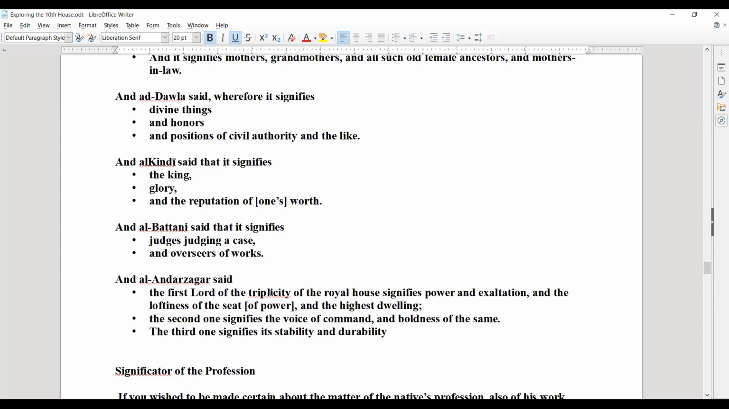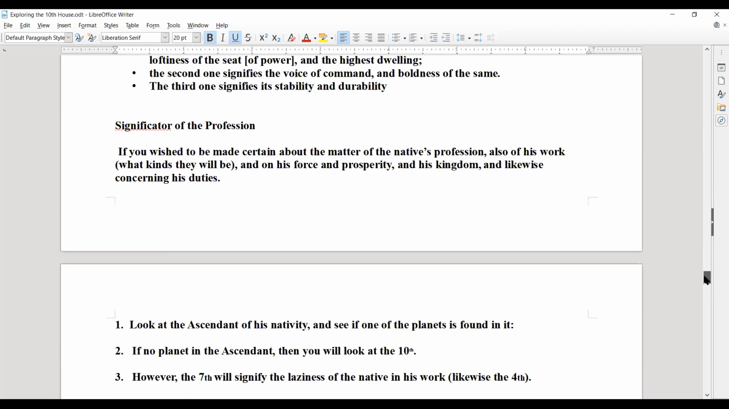I just thought I would put this in because here's an example of the use of the triplicity rulers. So the first lord of the triplicity of the royal house signifies power and exaltation, and the loftiness of the seat of power and the highest dwelling. So this is about how high I get, how high I attain, how high the ladder goes for me in my public life and or professional life. The second one signifies the voice of command. So that represents how much authority I have over others. And then the third one is stability or durability. Of course, we want to have a stable and durable career.